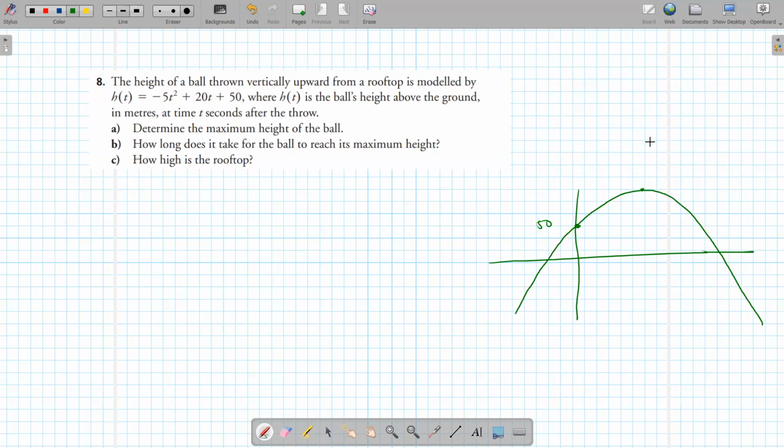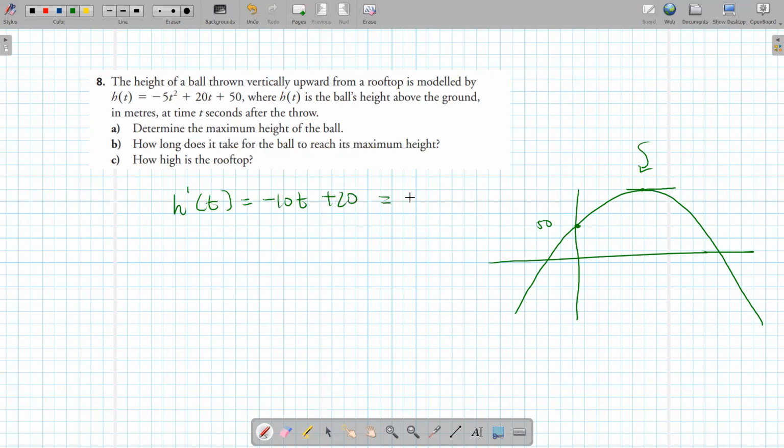What's so significant about this maximum? Something is 0. The slope. Yep, slope of the tangent. So let's find the slope function. So if h of t is that, what's h prime of t? Find the derivative of that. -10t plus 20. Yeah, -10t plus 20.